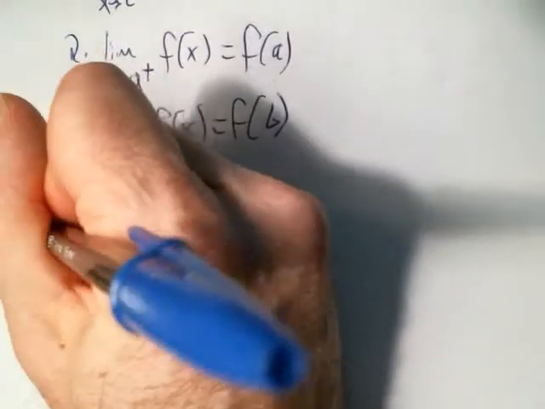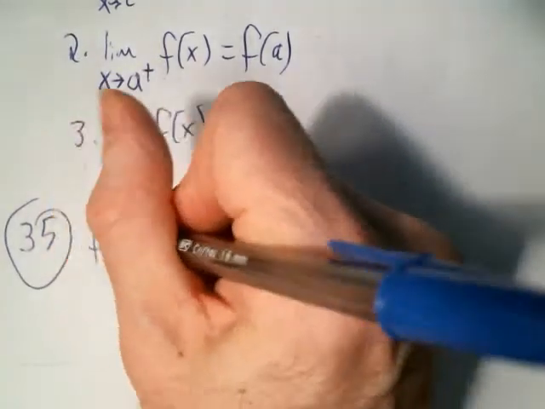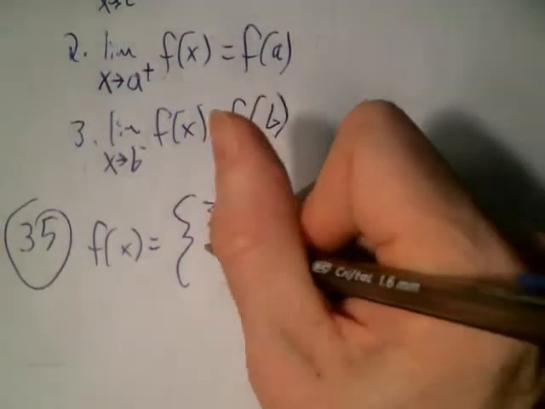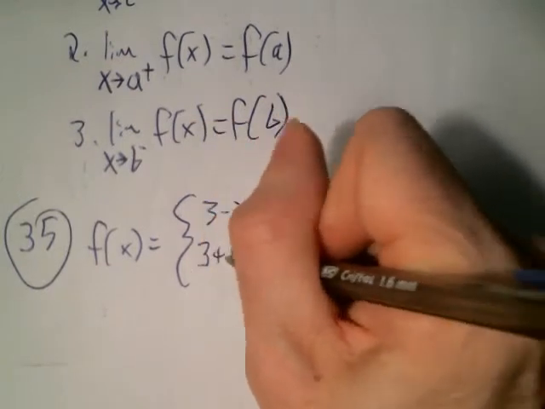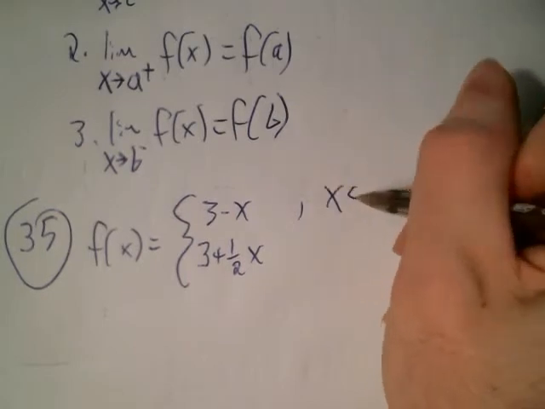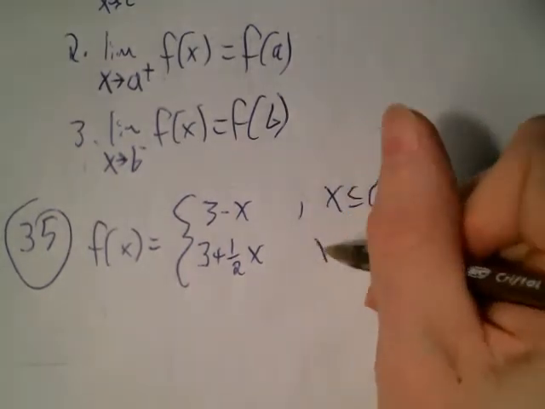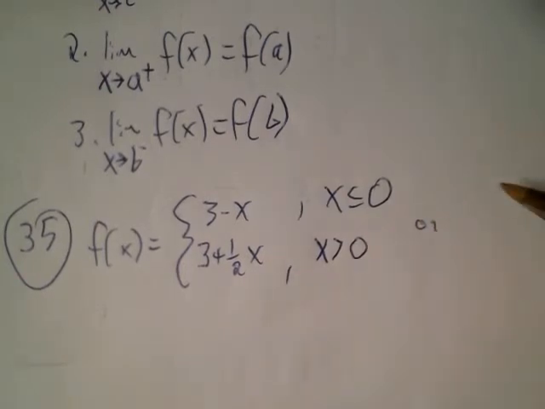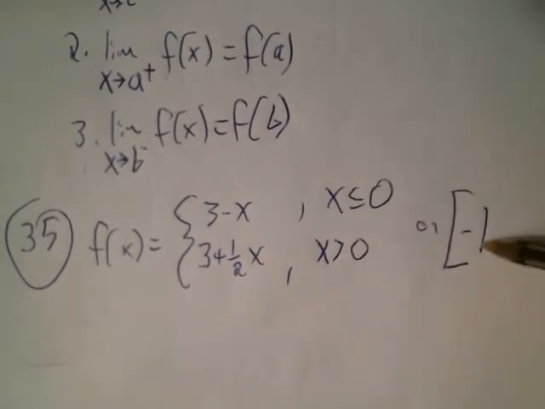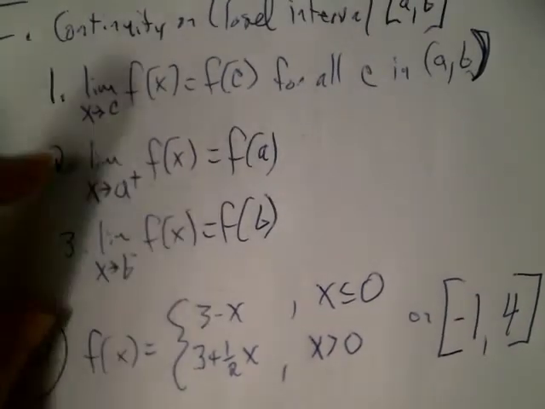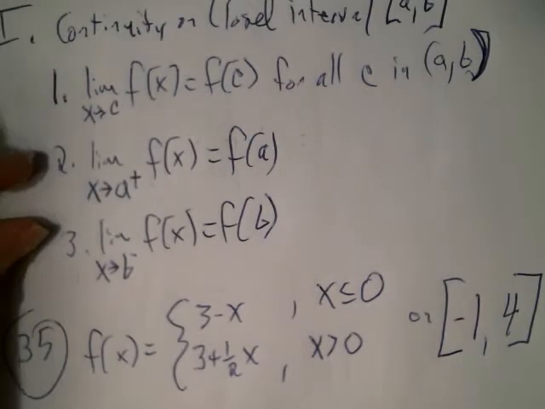Okay, so let's look at 35, and we have f of x equaling 3 minus x if x is less than or equal to 0, 3 plus 1/2 x if x is greater than 0, and we're on the interval from -1 to 4. Okay. First, I'm going to check these two second criteria.